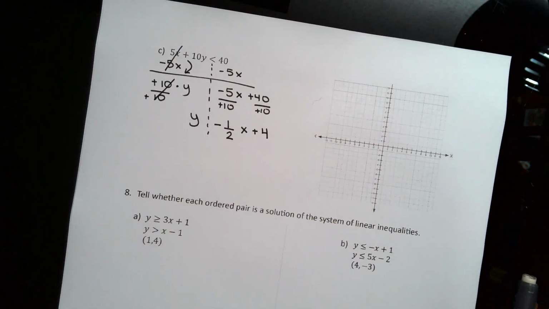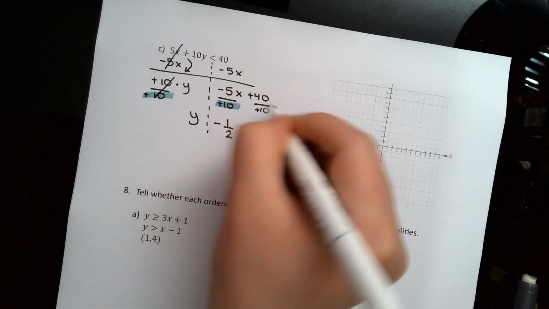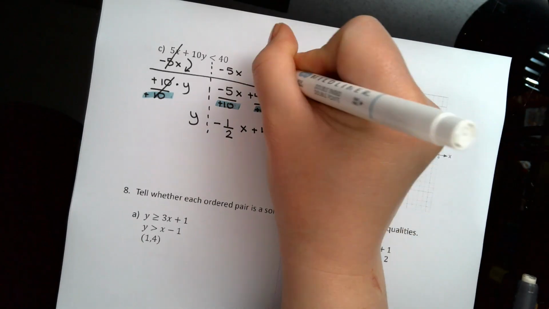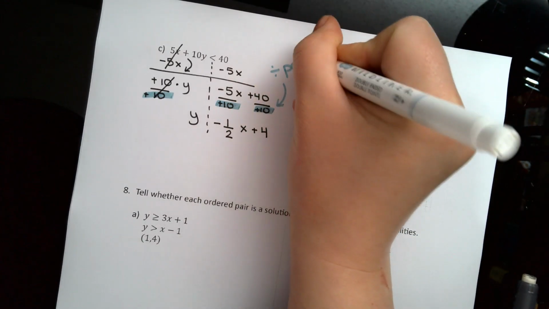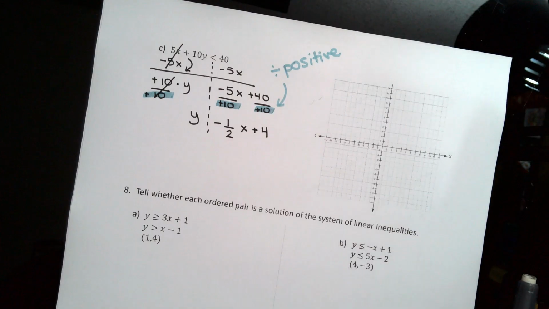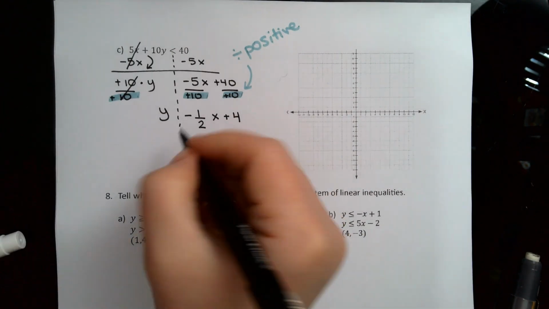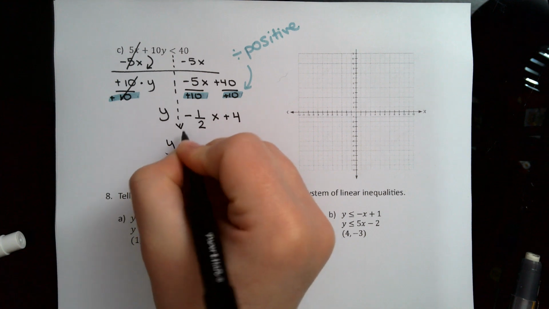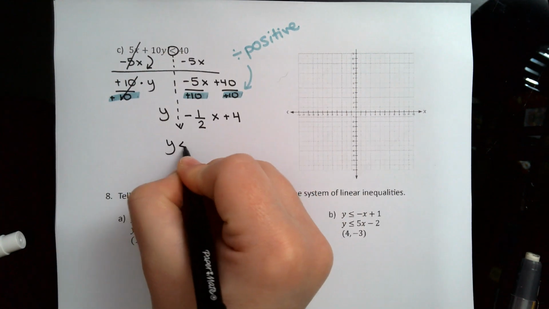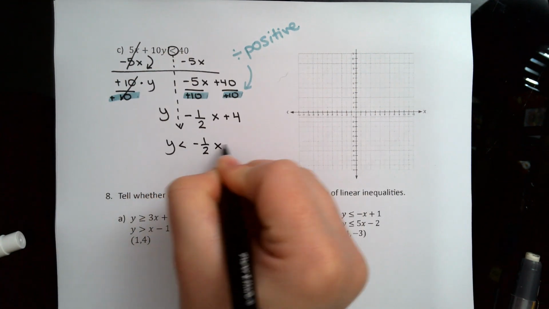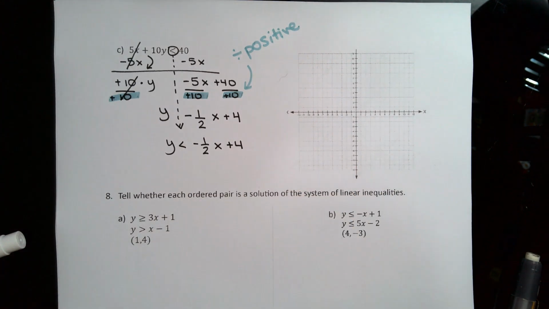Now again, we are asking ourselves that question, did we multiply or divide by a negative number? So here's 10, here's 10, here's 10, and we divided by a positive. So when we divide by a positive, we are going to keep our inequality sign the same. So y, bring down the inequality symbol the way that it is. We get negative 1/2 x plus 4. Now that is what we're going to be graphing.